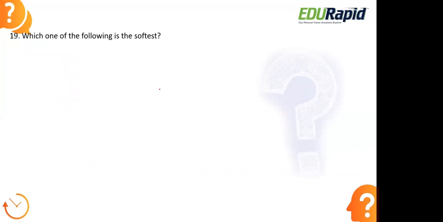Which one of the following is the softest? Sodium, aluminium, iron, copper.